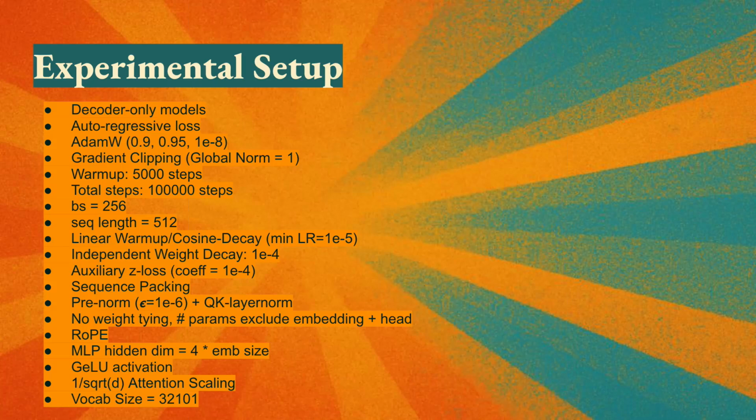So here is the experimental setup. I'll just highlight a few points. The total number of steps is 100,000 steps. The batch size is 256 with a sequence length of 512 with sequence packing. And their MLP hidden dimension is 4 times the embedding size. And of course, there are a lot of other details, and a couple that I have not included, that were in the paper as well.